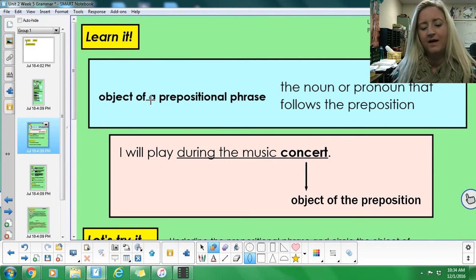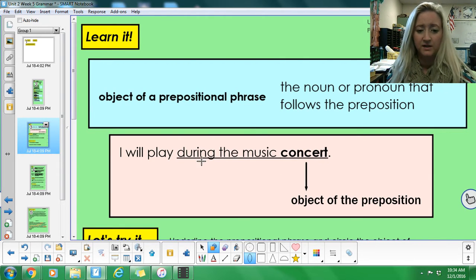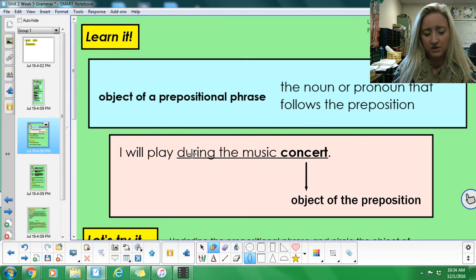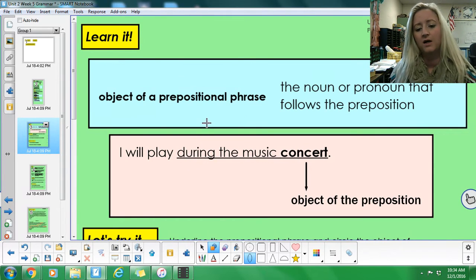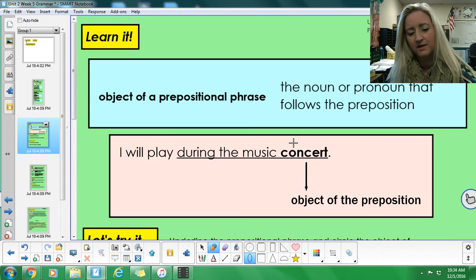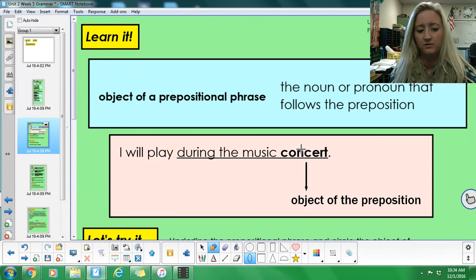It talks about objects of prepositional phrases. So we've found prepositional phrases. We rock at it, like during the music concert. During was our preposition. So our object of the preposition is the noun or pronoun that follows at the end. So let me show you what I mean.